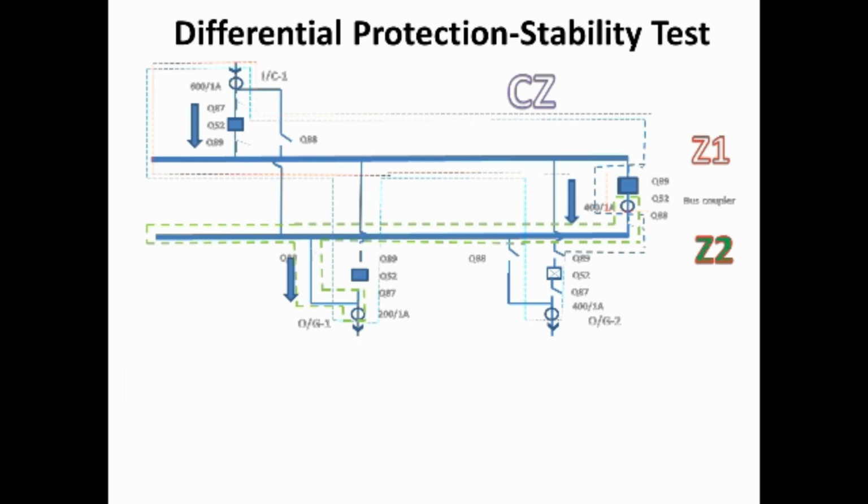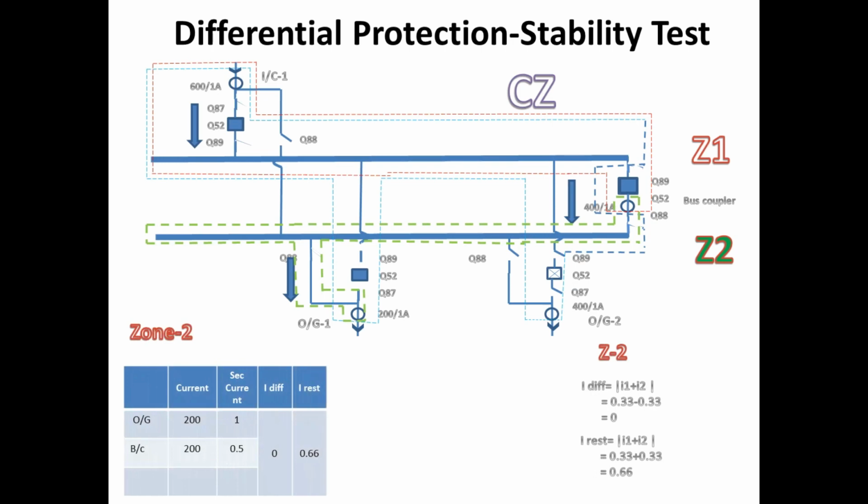But here for zone 1, the CT for the bus coupler looks like outgoing. For zone 2, the CT of the bus coupler is outgoing, but the relay will change its polarity for zone 2. That means for zone 2 the bus coupler will be taken as if it were an incomer, so it will subtract from this and take this as a positive value, it will not take it as outgoing. Only outgoing will remain the same. So for outgoing it is 1 amp secondary, for bus coupler it is 0.5.